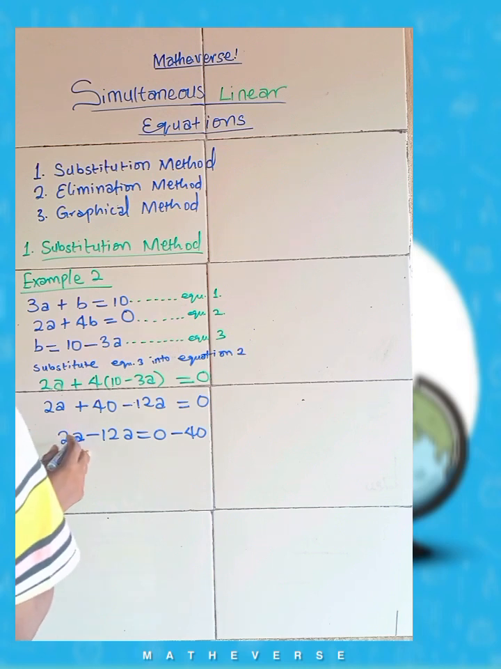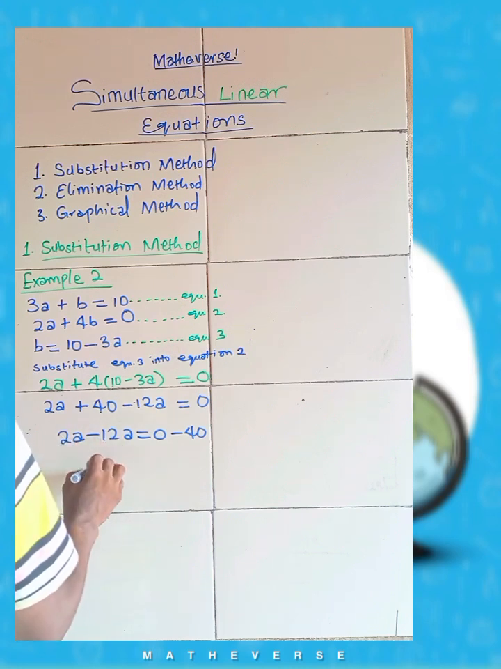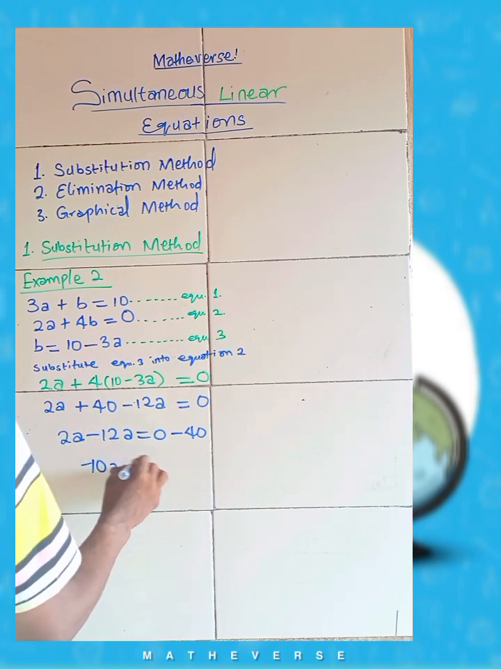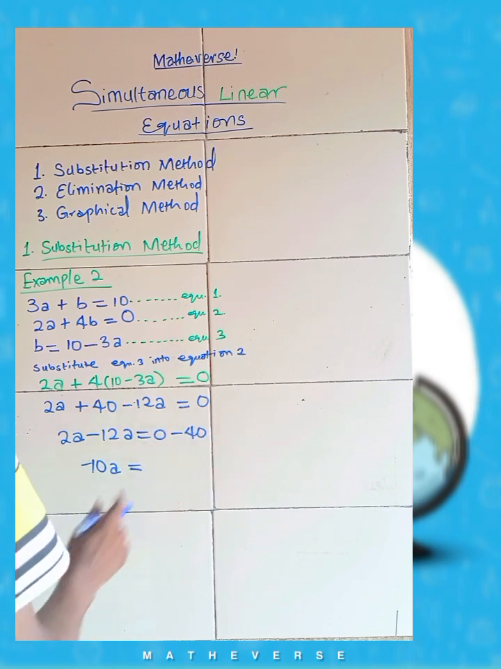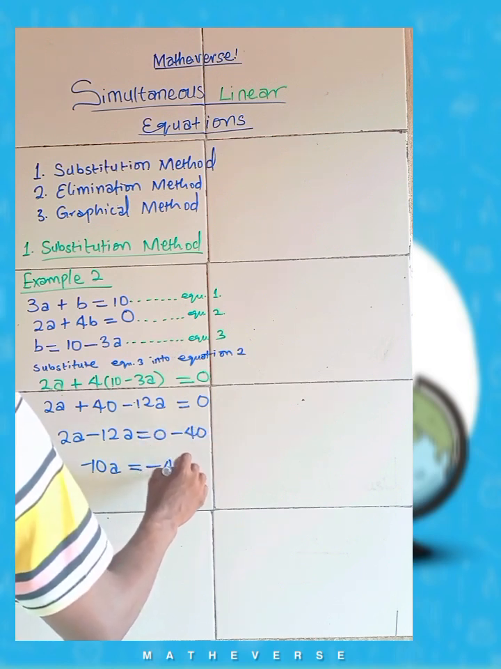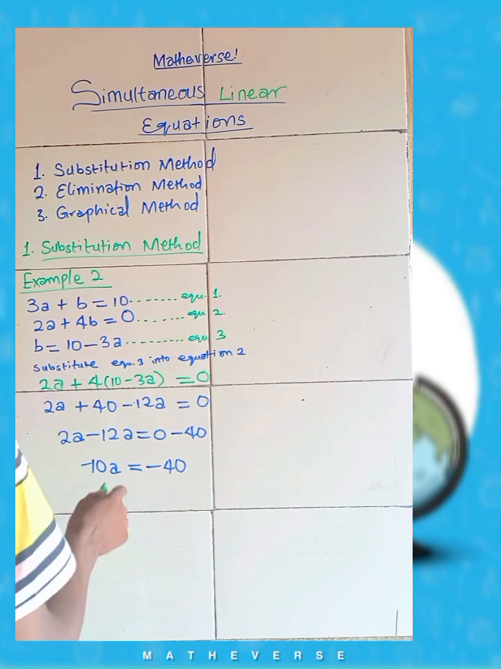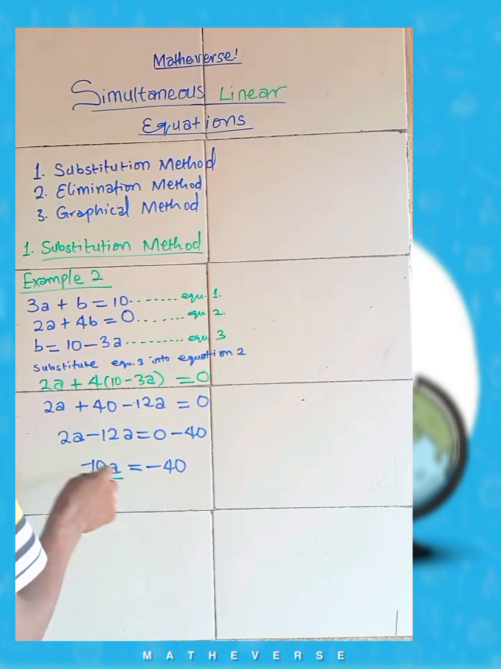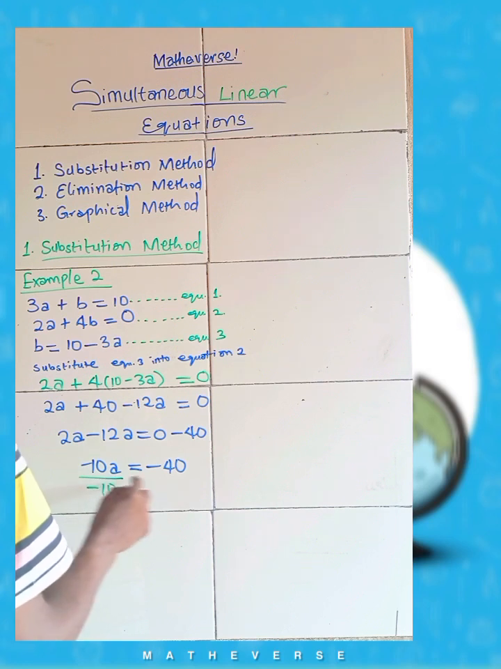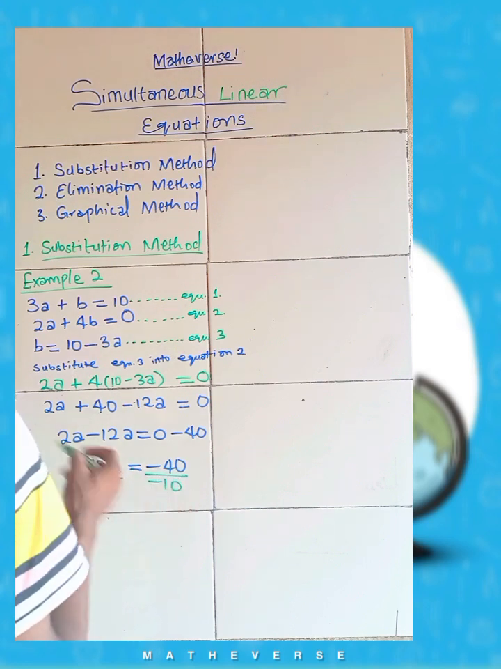Now, 2a minus 12a will give us minus 10a equals 0 minus 40. That will give us what? Minus 40. You see it? Now, I told you before, to get what a is, we have to divide both sides, right? So we'll divide both sides by the coefficient of a, which is minus 10. Minus 10, minus 10. You understand?